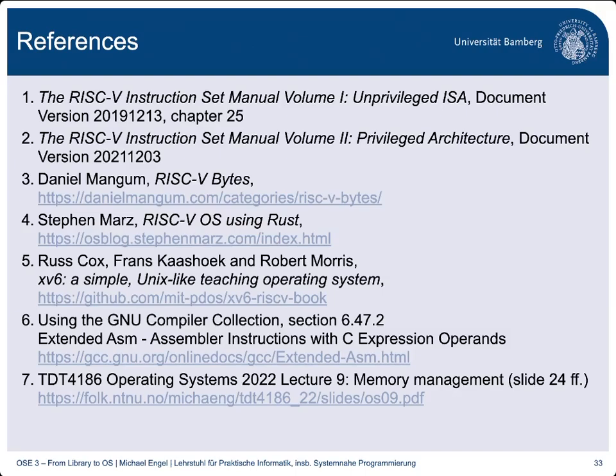So here are some additional references. The RISC-V instruction set manuals give you all the details about CSRs and instructions and so on. There's some additional material by Daniel Mangum on RISC-V. There's this OS course in Rust by Stefan Martz I mentioned, which needs some updates. There's the description of XV6, which describes a lot of the details, and then a lot of the material on GNU compiler links. And there's also the operating systems lecture 9 on memory management. This is unfortunately no longer available on this URL. Sorry, I forgot to update this.